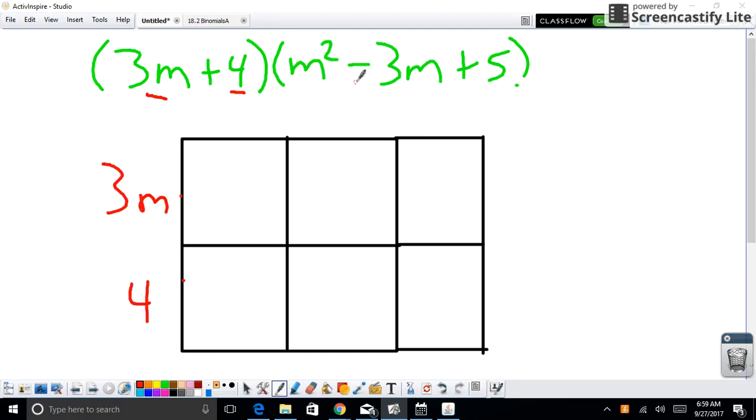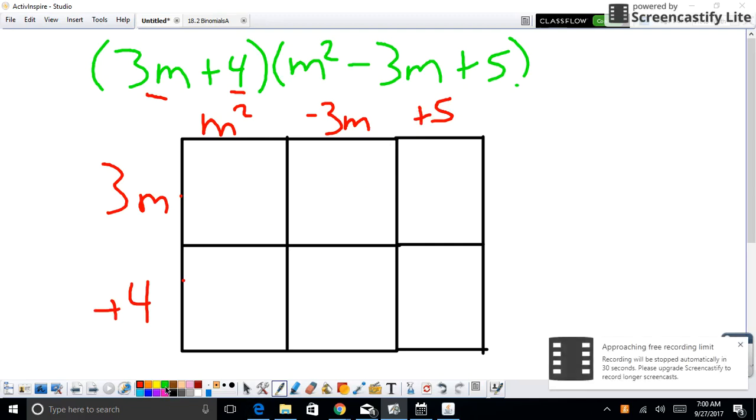Here you've got three terms, your trinomial. So you want to put first term, second term, third term. So we're going to put m squared, negative 3m. Include the negative, people. That's super important. And plus 5. There you go. Well, I'm putting my plus sign so I know that 5 is positive. And my plus there. Okay, good. So now we're just going to do the same thing. We just got to multiply 6 times instead of 4 times now. But it's not hard.